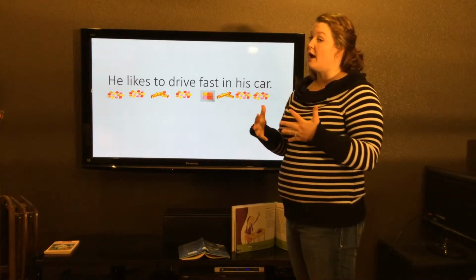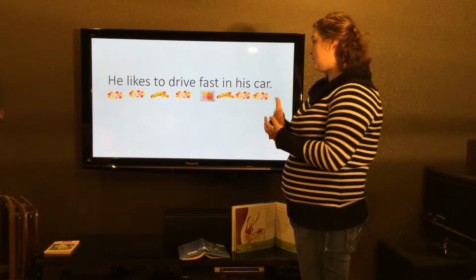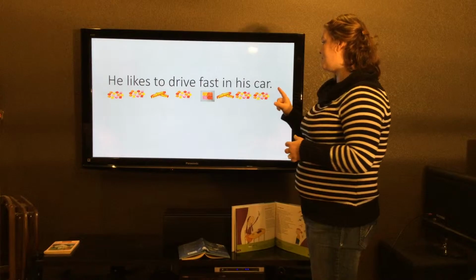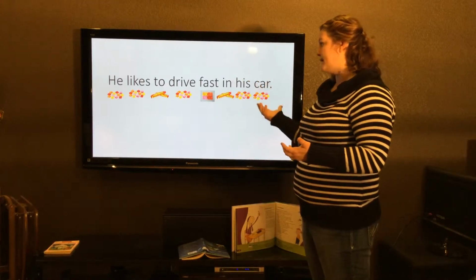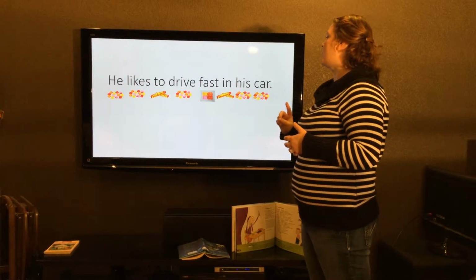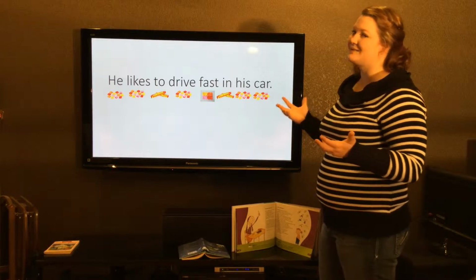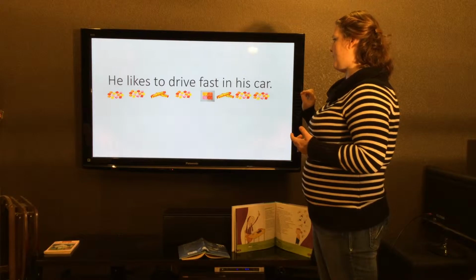Well, we know that drive gives us a lot of information because it tells us what he's doing and what he likes to do. So drive is a candy word. Now fast, yeah, it's important because now we know he likes to drive fast, but not so important. So that's going to be a little candy word. In, well, I mean, that again doesn't describe a lot. So that's going to be a big wrapper word.